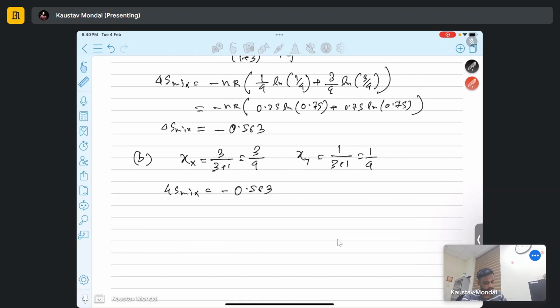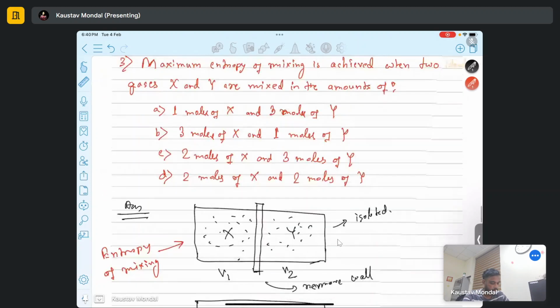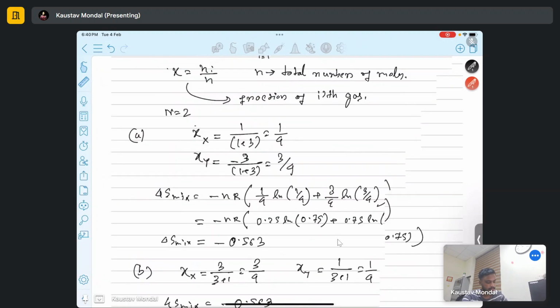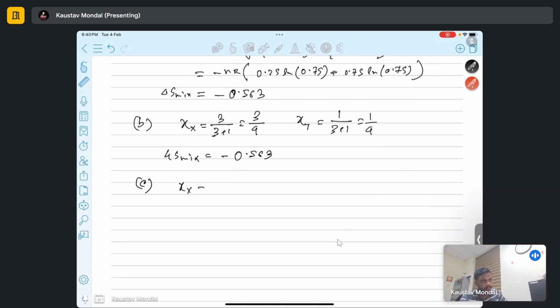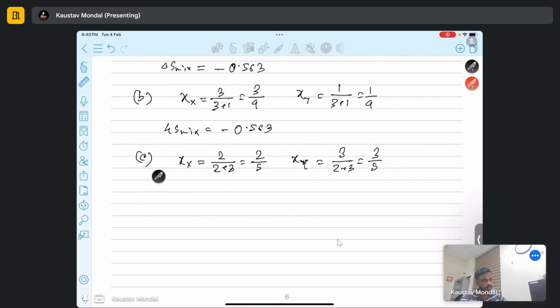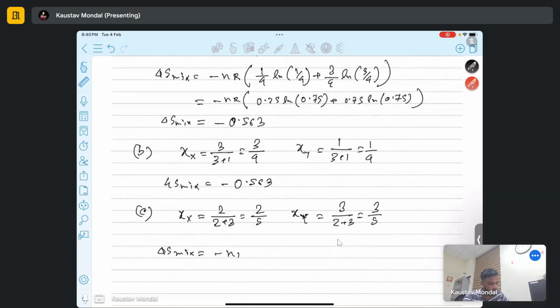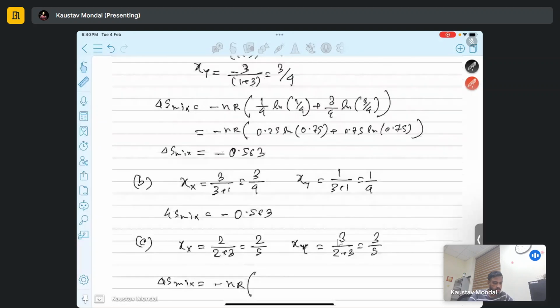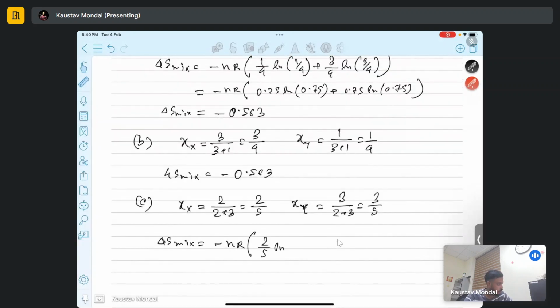Now we will consider option C: 2 moles of X gas and 3 moles of Y gas. For option C, x of X will be 2 by 2 plus 3, that means 2 by 5, and x of Y will be 3 by 2 plus 3, that means 3 by 5. Now we substitute here. Delta S mix will be minus nR times 2 by 5 ln of 2 by 5 plus 3 by 5 ln of 3 by 5.